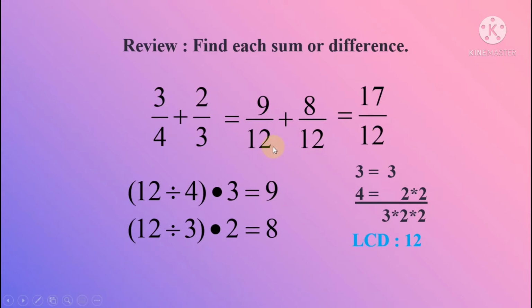So, since we now have like denominators, or the same denominators, you will just copy the denominator, 12, and then add the numerators, 9 plus 8, which is 17. So, therefore, we have 17 over 12.